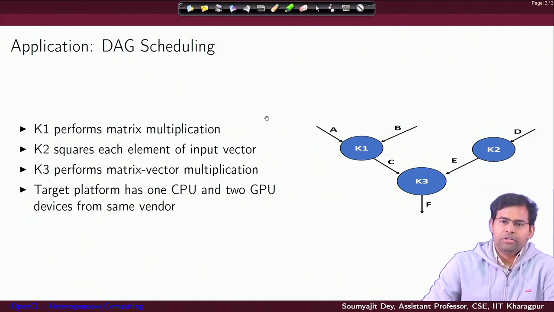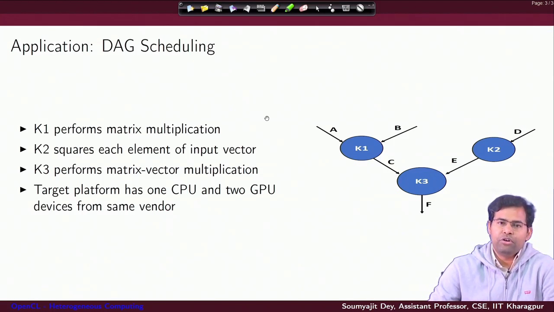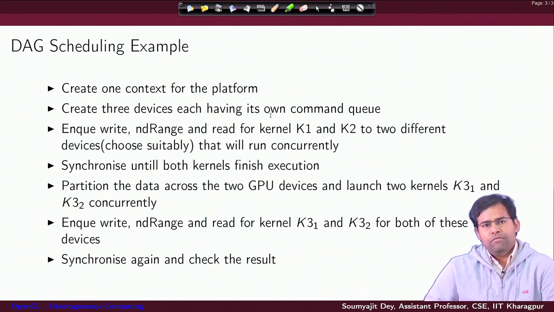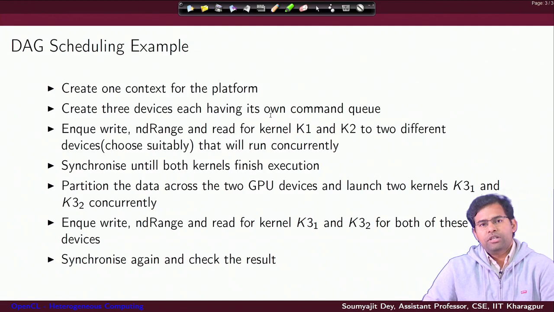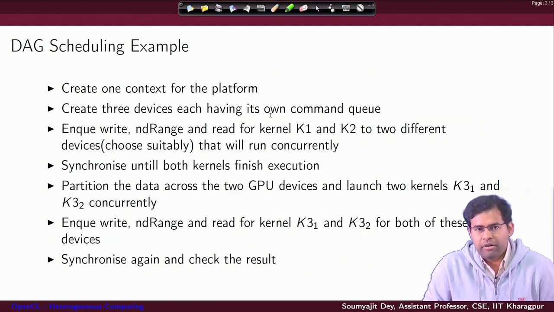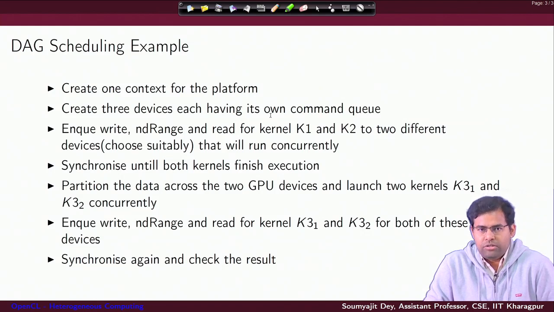So we can set up a context with these multiple devices and set up OpenCL queues for each of them. Essentially, we write a host program which creates the context for the platform. It creates three OpenCL devices, each having its own command queue, and then you can enqueue the write, ND range and read operations for kernels K1 and K2 on two different devices that will run concurrently. You have to choose that suitably. Maybe you as a programmer understand which kernel is more compute intensive, which has less divergence and so on, and accordingly you can make choices.